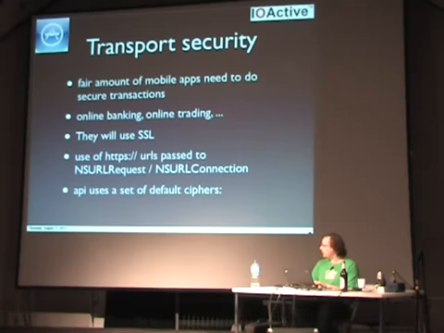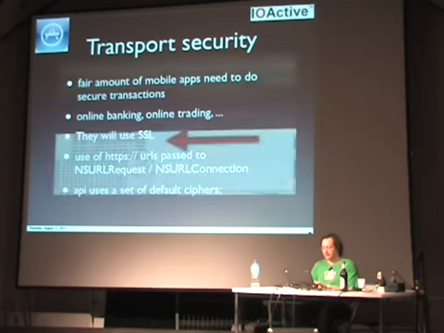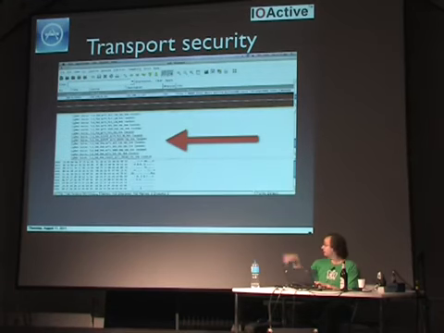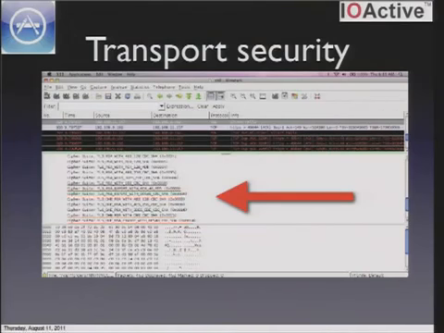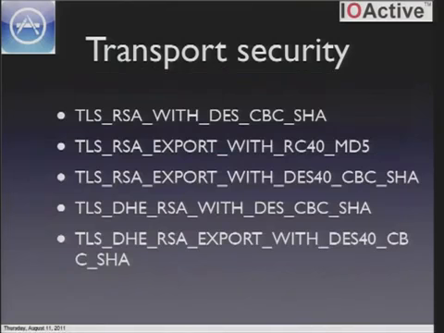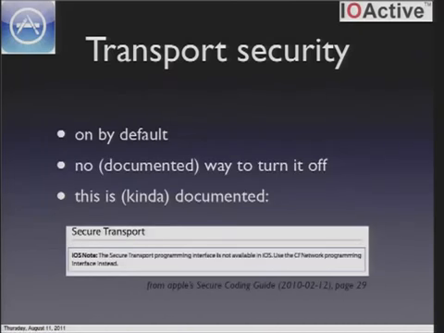The API uses a default set of SSL ciphers, which if you sniff kind of looks like this. This is the initial client hello handshake. And if you take a closer look, you see there's a whole bunch of cipher suites in there that you really don't want to be using, including DES and export ciphers: 40-bit RC4, 40-bit DES, that kind of stuff, which you really, really don't want to be using. But it's there, it's on by default, and you can't turn it off.